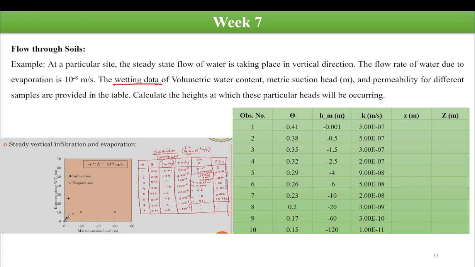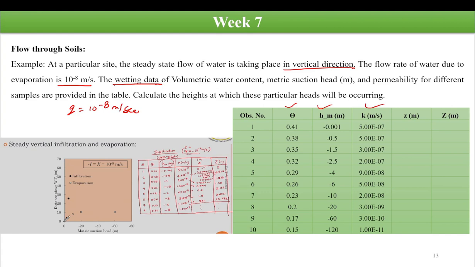So the question is that at a particular site, the steady state flow of water is taking place in the vertical direction. The flow rate of water due to evaporation is 10 to the power minus 8 meter per second. So the Q is provided as 10 to the power minus 8 meter per second. The wetting data of volumetric water content or the matric suction and permeability for different samples are provided here. And we need to calculate the height at which these particular heads will be occurring.